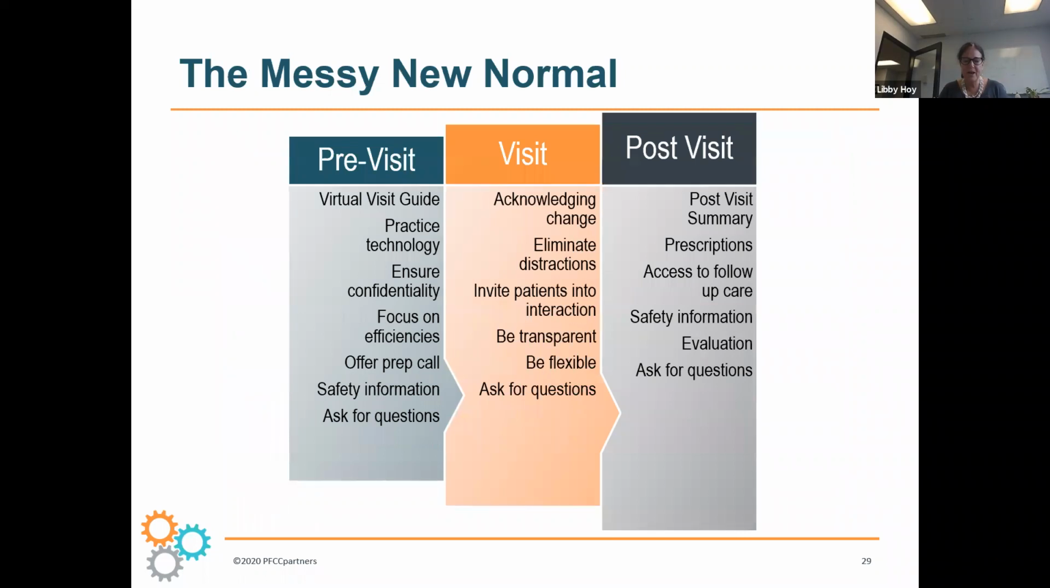What we've heard a lot from our patient family advisors is that it's a little bit messy out there right now. Quite frankly, the advisors we've heard from, who are all representative of their local patient communities, want to be invited into the mess a little bit.